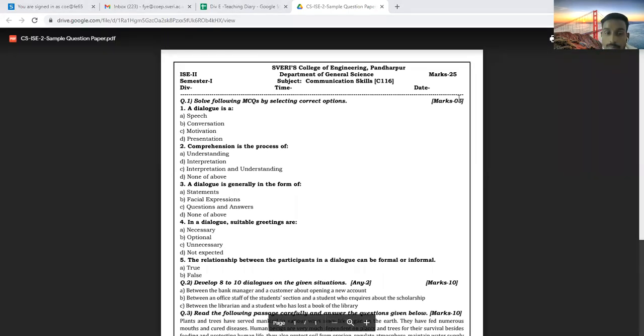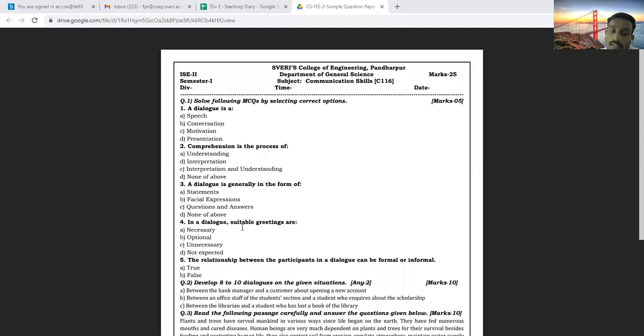Then similarly, if you think of comprehension, comprehension is interpretation and understanding. And dialogue is generally in the form of questions and answers. And in dialogue, suitable greetings are necessary. The relationship between the participants in a dialogue can be formal or informal. That is true. So relationship can be formal also, can be informal also.